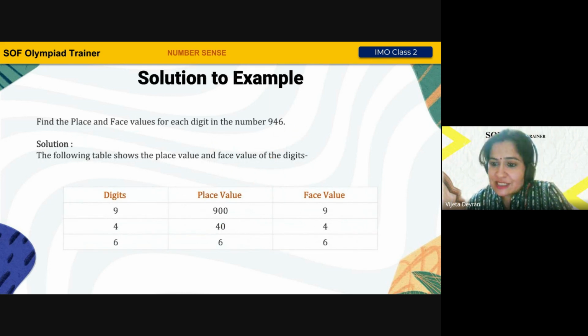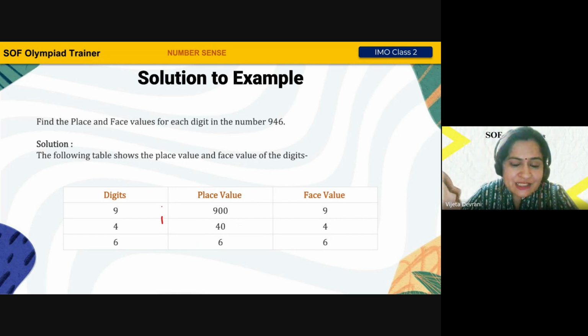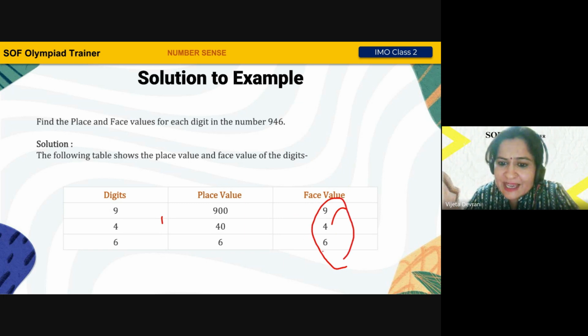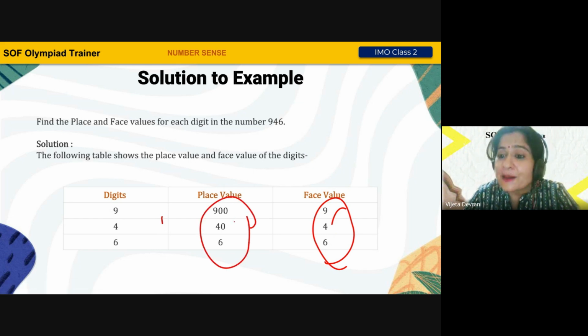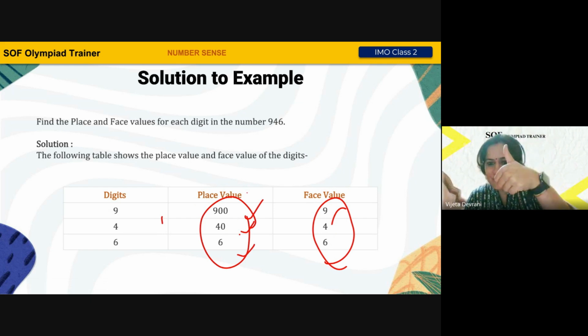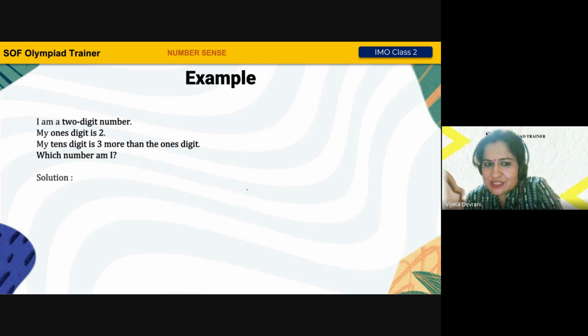See, the digits are 946. Their place values are according to the places they are in. So we know that 9 is at hundreds place, 4 is at tens place, and 6 is at ones place. So you see the face values are the same: 9, 4, and 6. But the place values vary as per the places they are put in. This is at ones place, this is at tens place, this is at hundreds place. So that's how the place values change for them. Okay, so everybody got this, right? Wonderful job. So let's move to the next one.